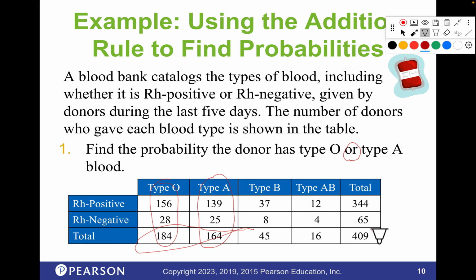and we divide by the total of everything, right? The sample space is 409. So it would be 184 plus 164. Again, you could put them each under 409, but it also works this way, right? So that's 348 out of 409. Okay, nothing to subtract off because they're mutually exclusive. So a lot of times on the tables, you can easily see that. So far, so good? Okay.